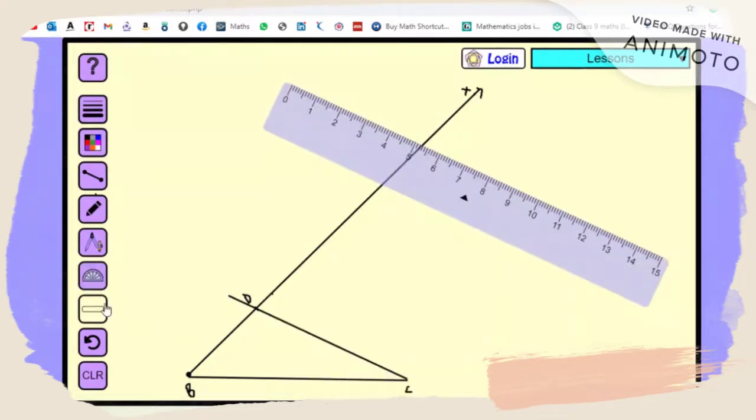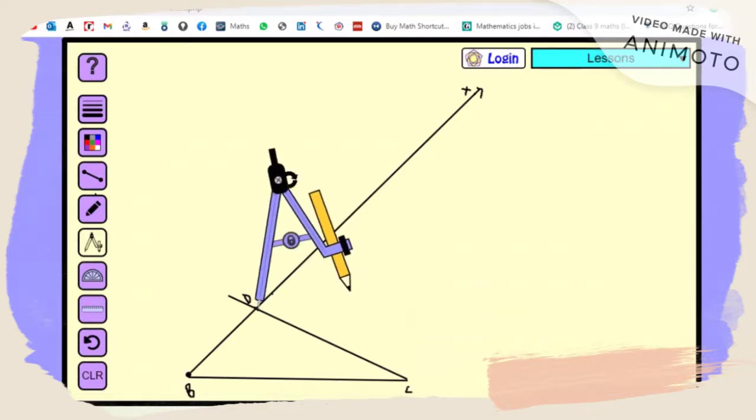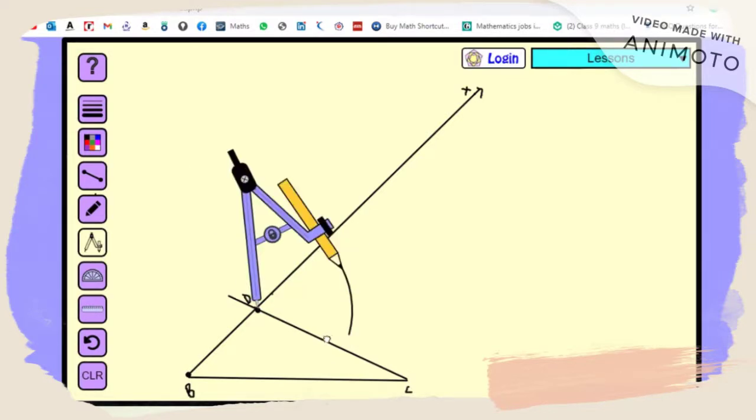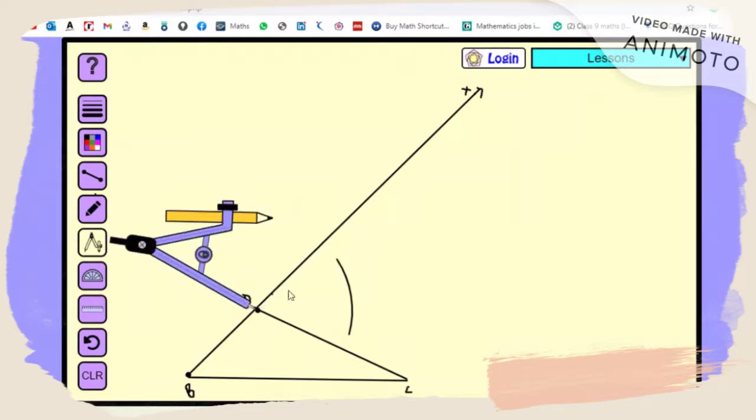Yes, sir. So now what you have to do after getting this much, you have to bisect line DC. For this bisection of DC, same thing you will do. Simply place the compass here, draw an arc here, and draw an arc on the opposite side.